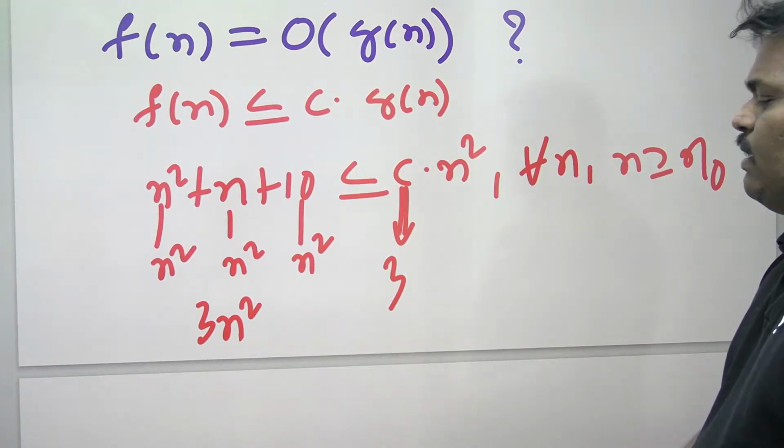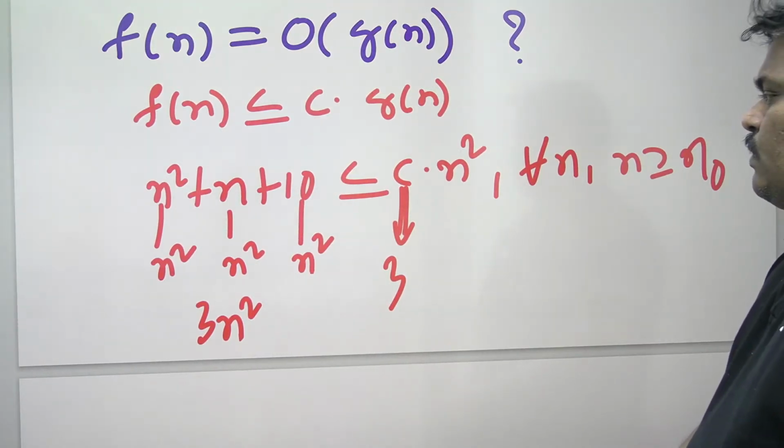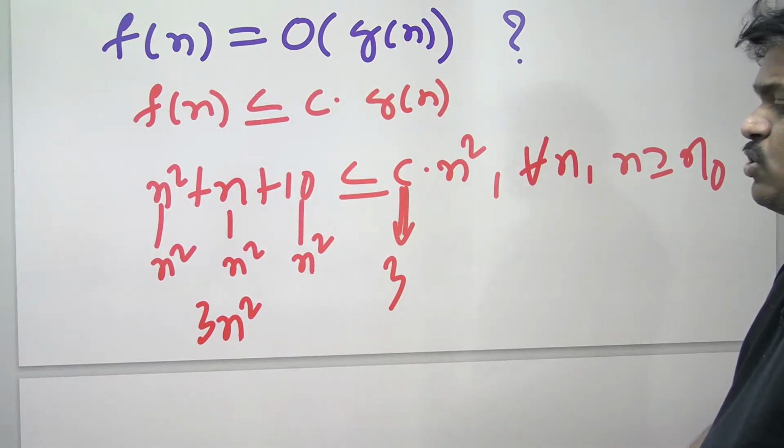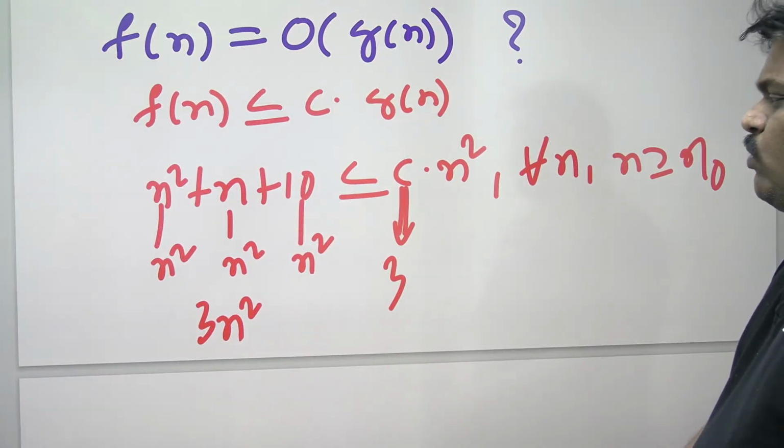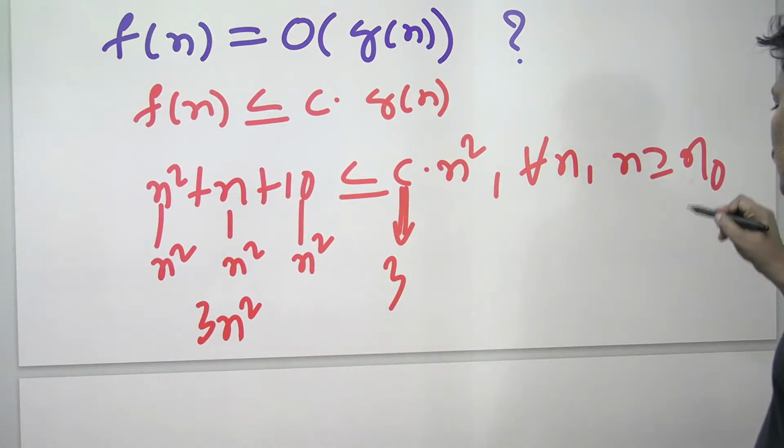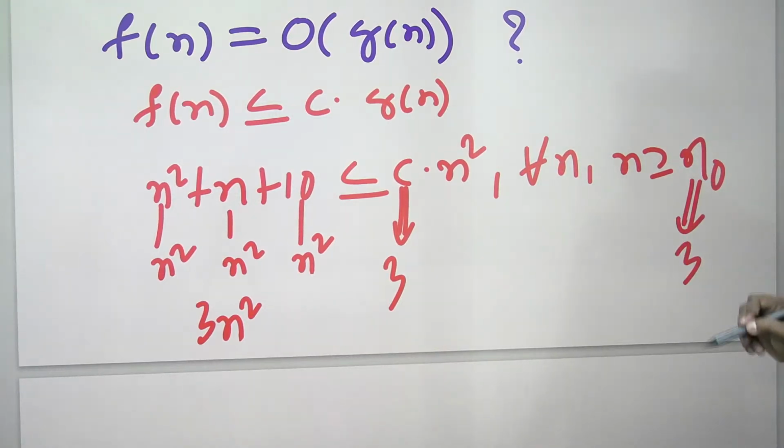Let's go to 3. N value 3, 3 square is 9, 9 times 3 is 27. Left is 22, right is 27. I think 3 onwards is working. For all n where n is greater than or equal to 3, it works.